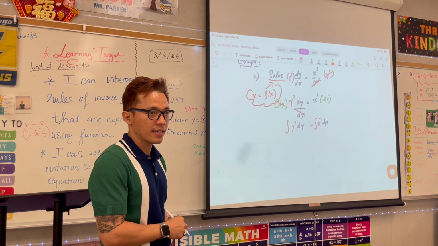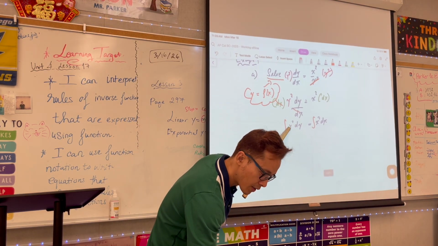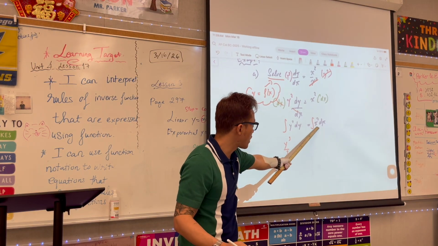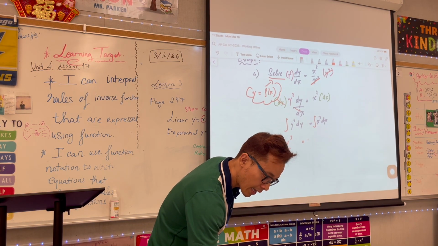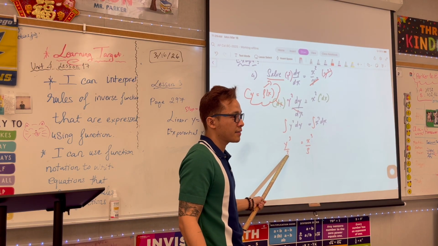Very easy, right? Do you know how to take the integral of y squared? Which is y cubed over 3. Very good. Do you know how to take the integral of x squared? x cubed over 3. Is it good so far?